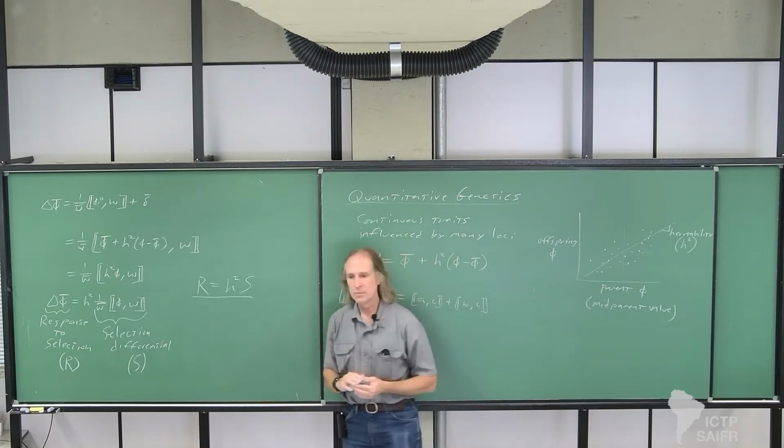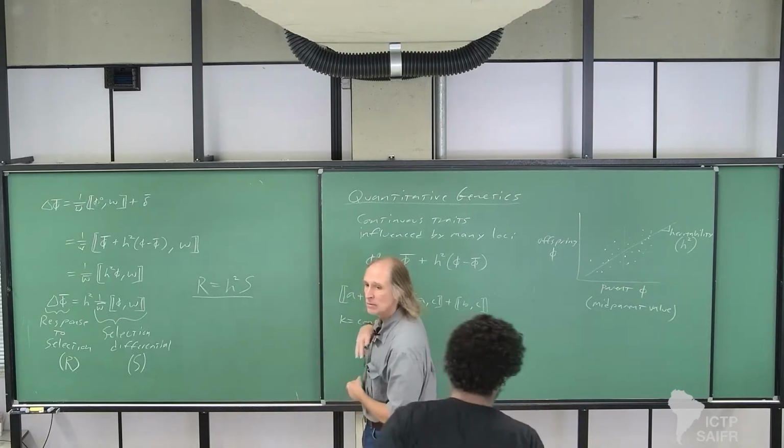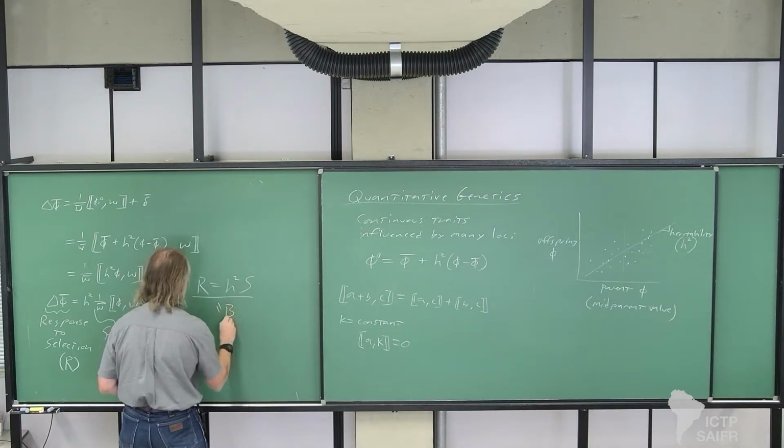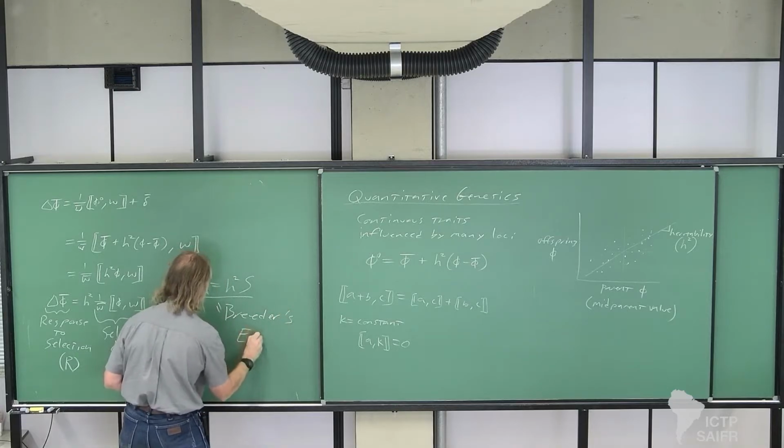What's the name of the equation again? The name? Oh, yes. This is called the breeder's equation.